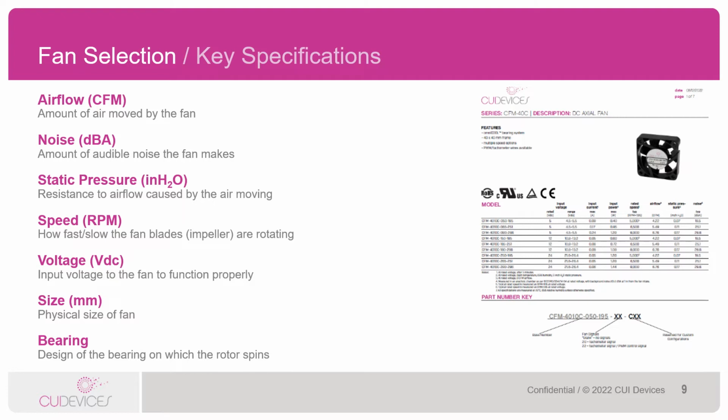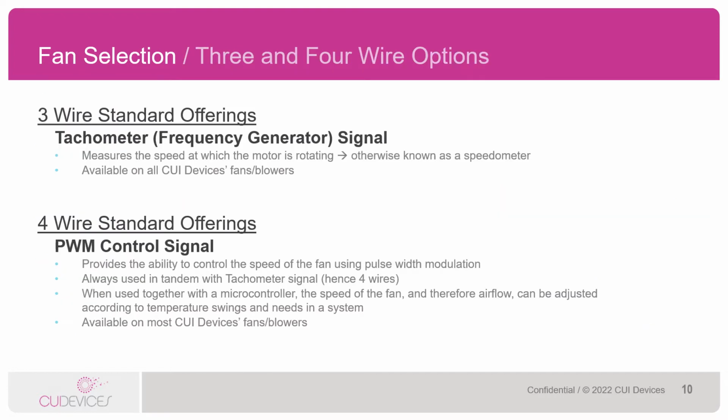Bearing is the design or the type of the bearing on which the fan rotor spins, which we will go into more details shortly. One other feature of fans is an added wired functionality. Fans and blowers will typically have two wires, positive and negative, red and black. However, there are some additional wires that can be added for further functionality.